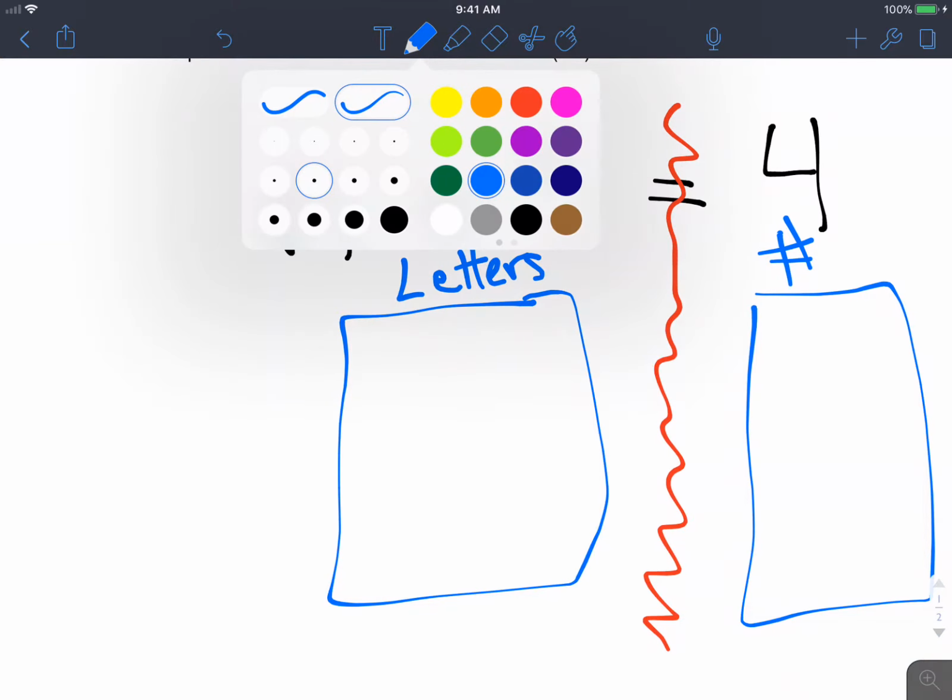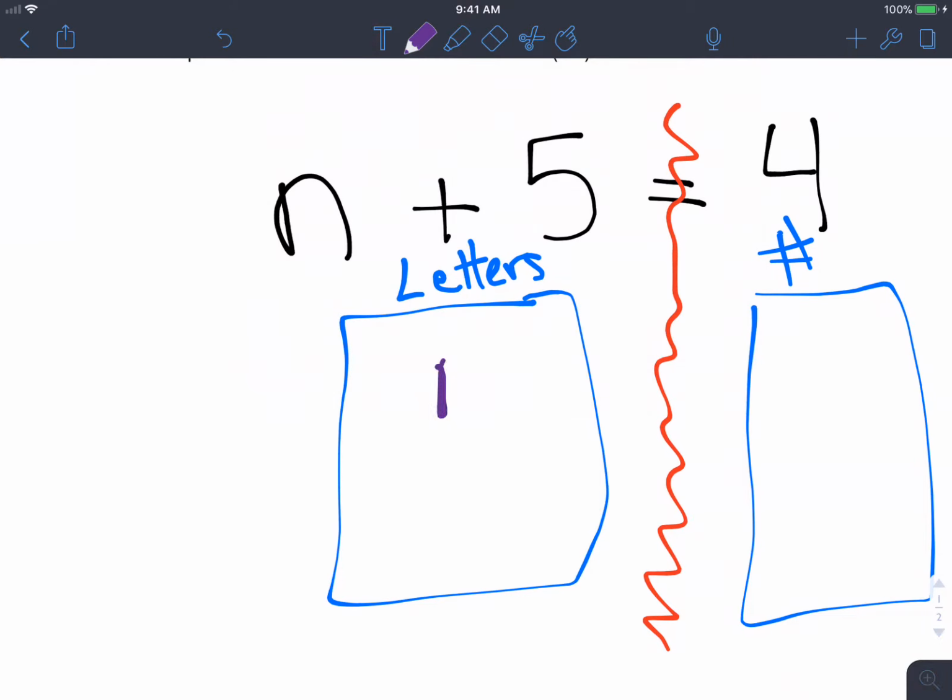So I'm going to drop the n down since it's on the letter side. So there's nothing else I'm going to do with that n. And I'm looking at my problem here, and I do not see any other n's. So I'm good there. I'm going to do the same thing with the 4. Since it's on the same side as the box, I'm going to drop that 4 down into that box.